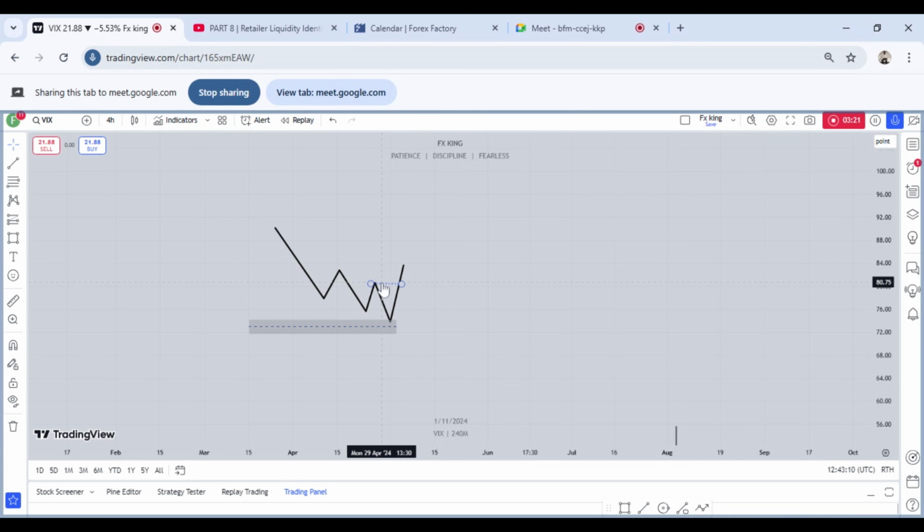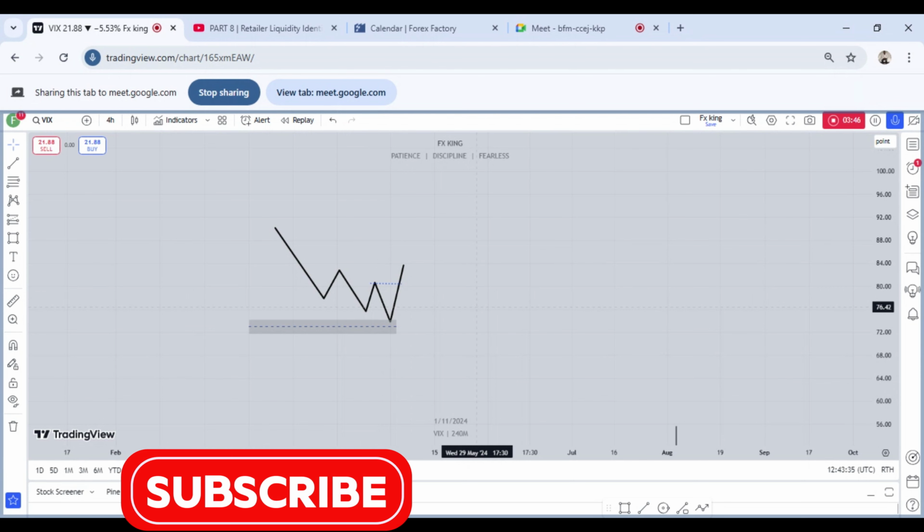Now, what you need to know with this change of character is the market needs to tap from a bigger time frame POI. That is the only condition. The market needs to be coming from a higher time frame POI. When it reacts, the first break of structure to the opposite side is our valid change of character. The first break of the swing high.